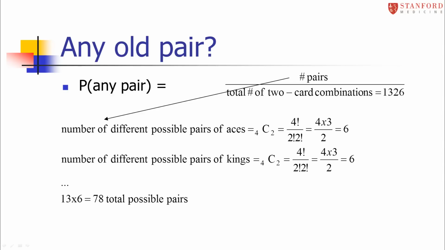We can do the same thing for kings. It's also going to be a 4 choose 2. For queens, it's also going to be a 4 choose 2. And again, there are 13 different types of cards from aces all the way up to kings. Each of those has 6 possible pairs, so there are 78 total possible pairs. So your chance of getting any old pair is about 6%.